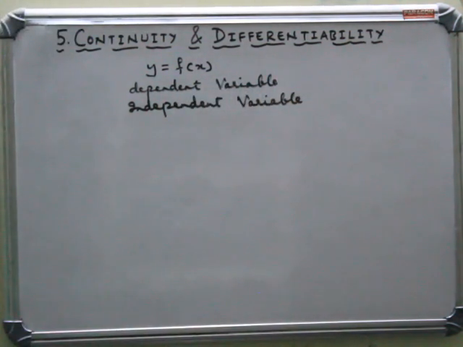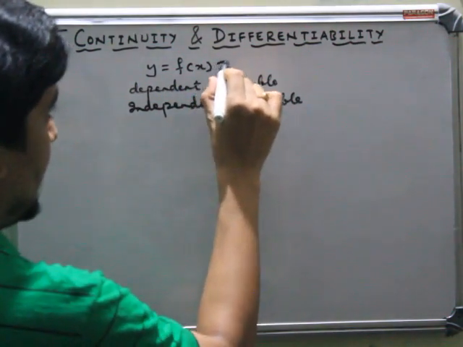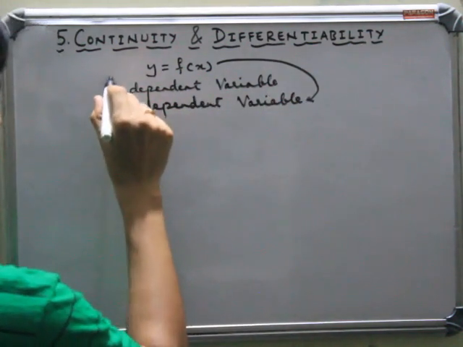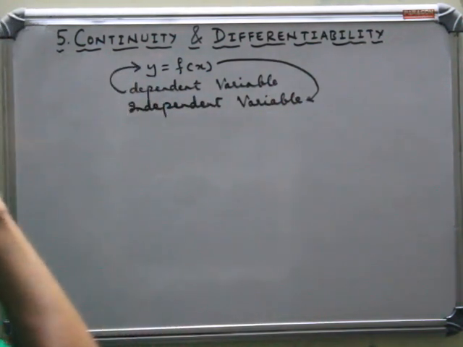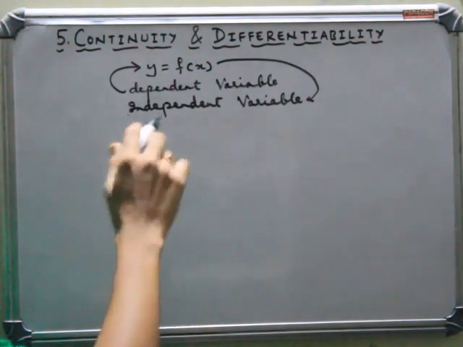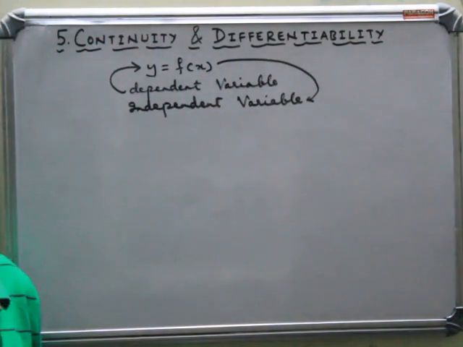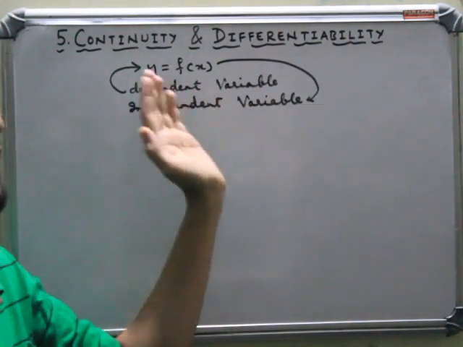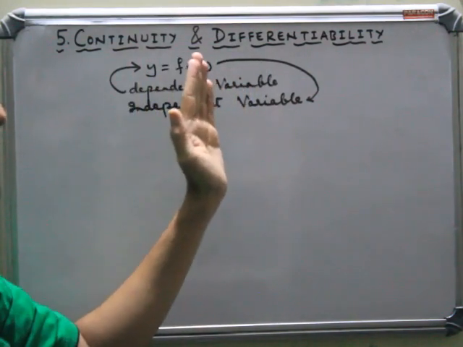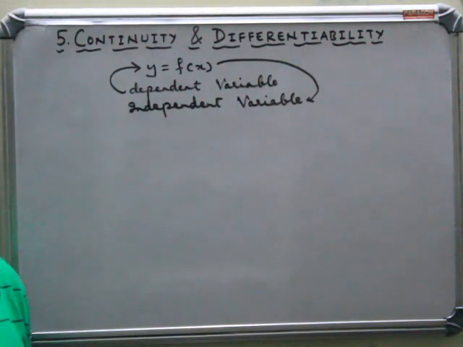Now when I write y is equal to f of x, in this case x is independent variable and y is dependent variable, because as we say y is a function of x, the name itself indicates y is a function of x. So as the value of x changes, the value of y will also change.